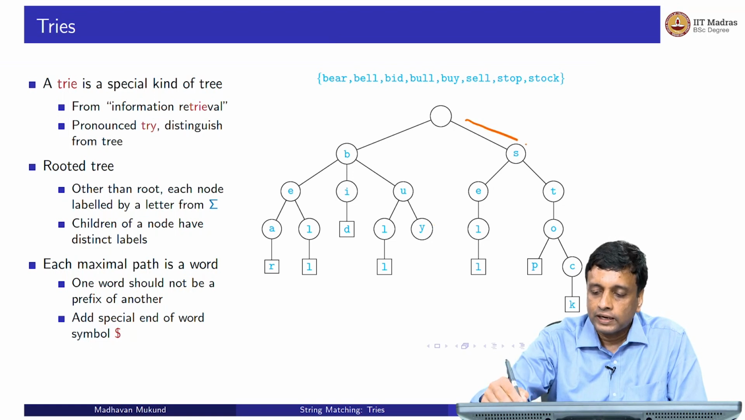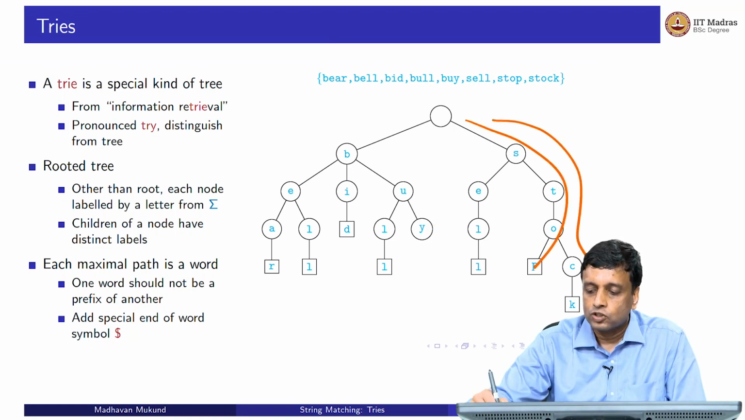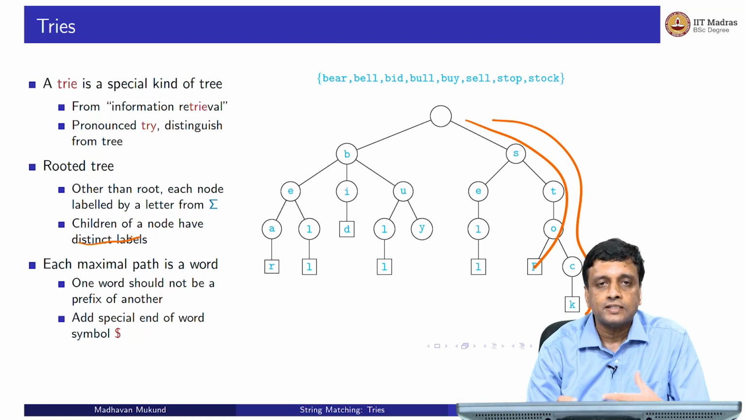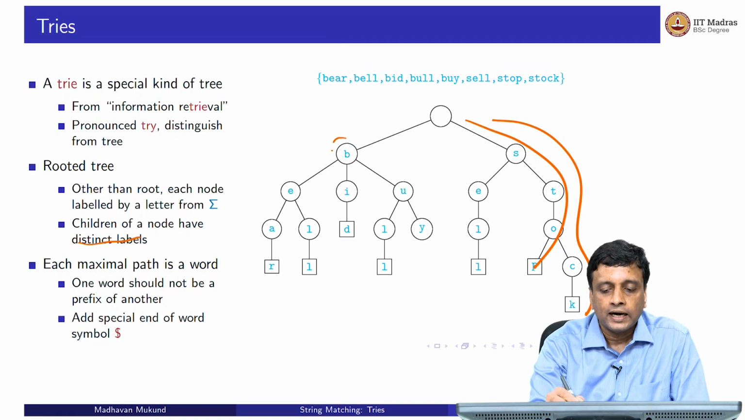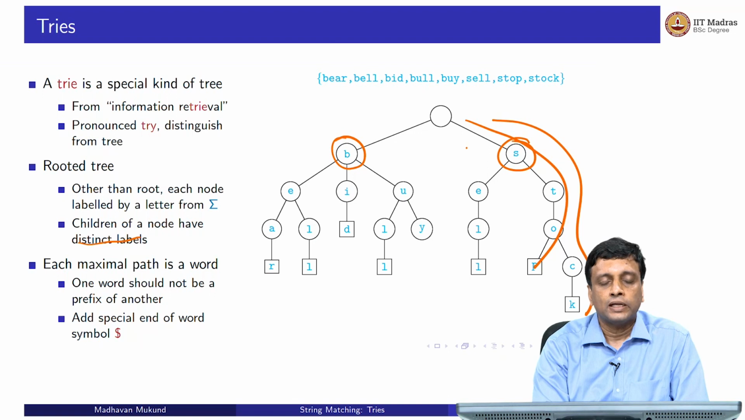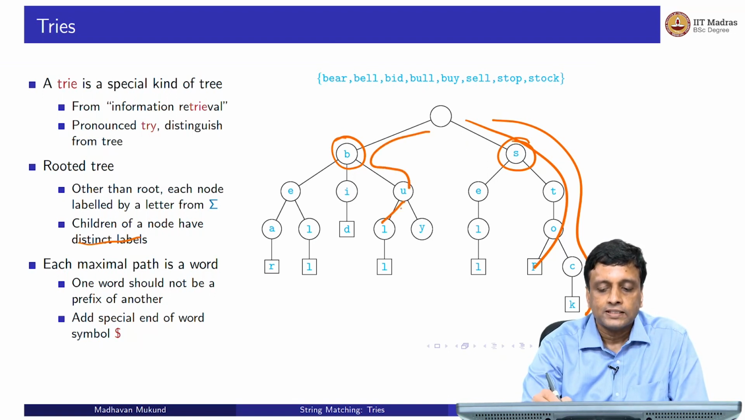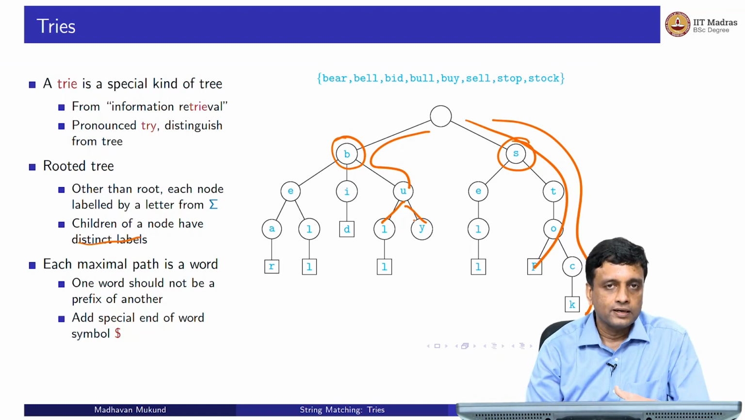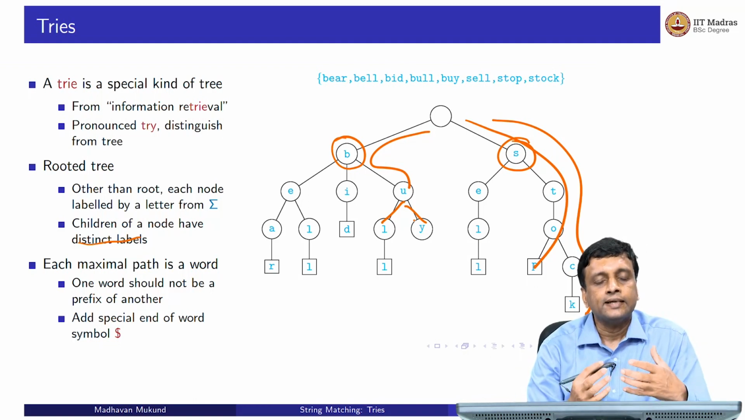So here for instance we have stop, and here on the right we have stock. Now the fact that children have distinct labels means that essentially we keep prefixes together so that we don't have one path per word. So all the words starting with B pass through this node B, all the words starting with S pass through this node labeled S. Now buy and bull start with B and U, so up to here there is a common prefix and then they diverge. So in this way a trie compactifies the words by sharing the prefix as far as possible and then taking us to the end.